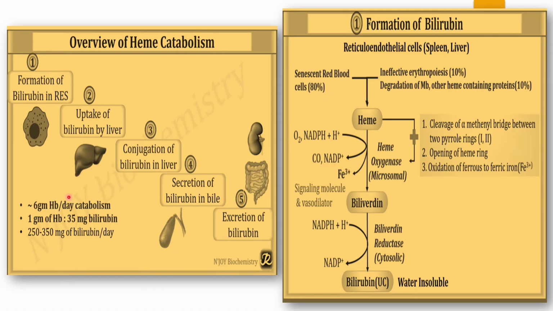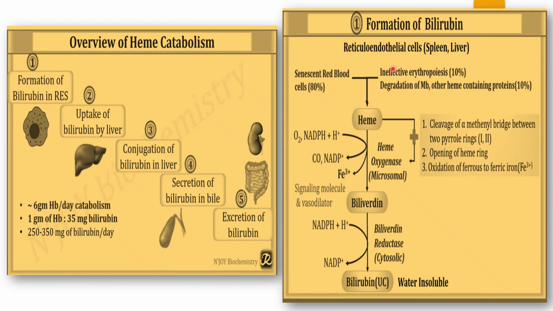Generally 6 grams of hemoglobin is catabolized per day, and 1 gram of hemoglobin can generate around 35 milligrams of bilirubin. This means nearly 250 to 350 milligrams of bilirubin is produced per day in an adult by the catabolism of 6 grams of hemoglobin.